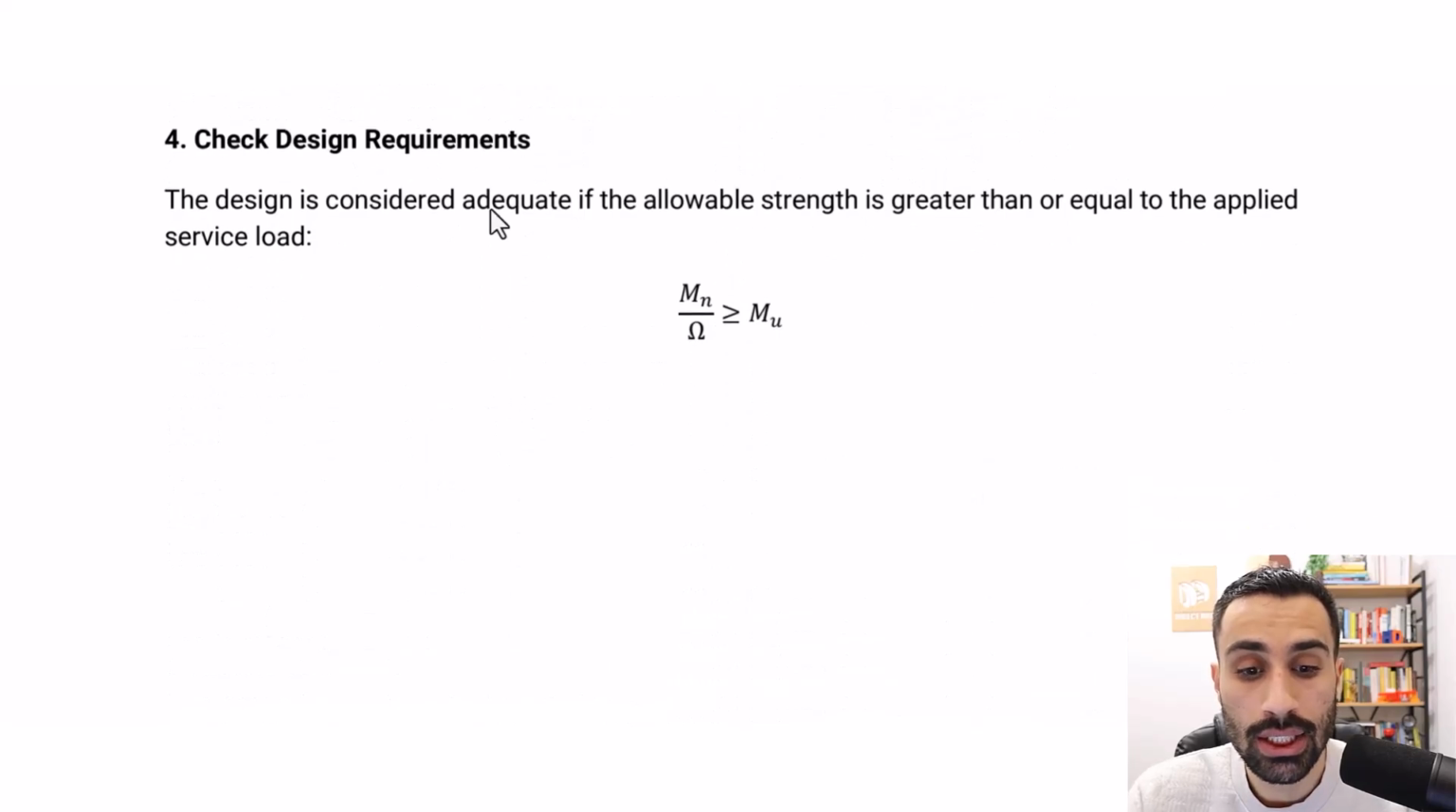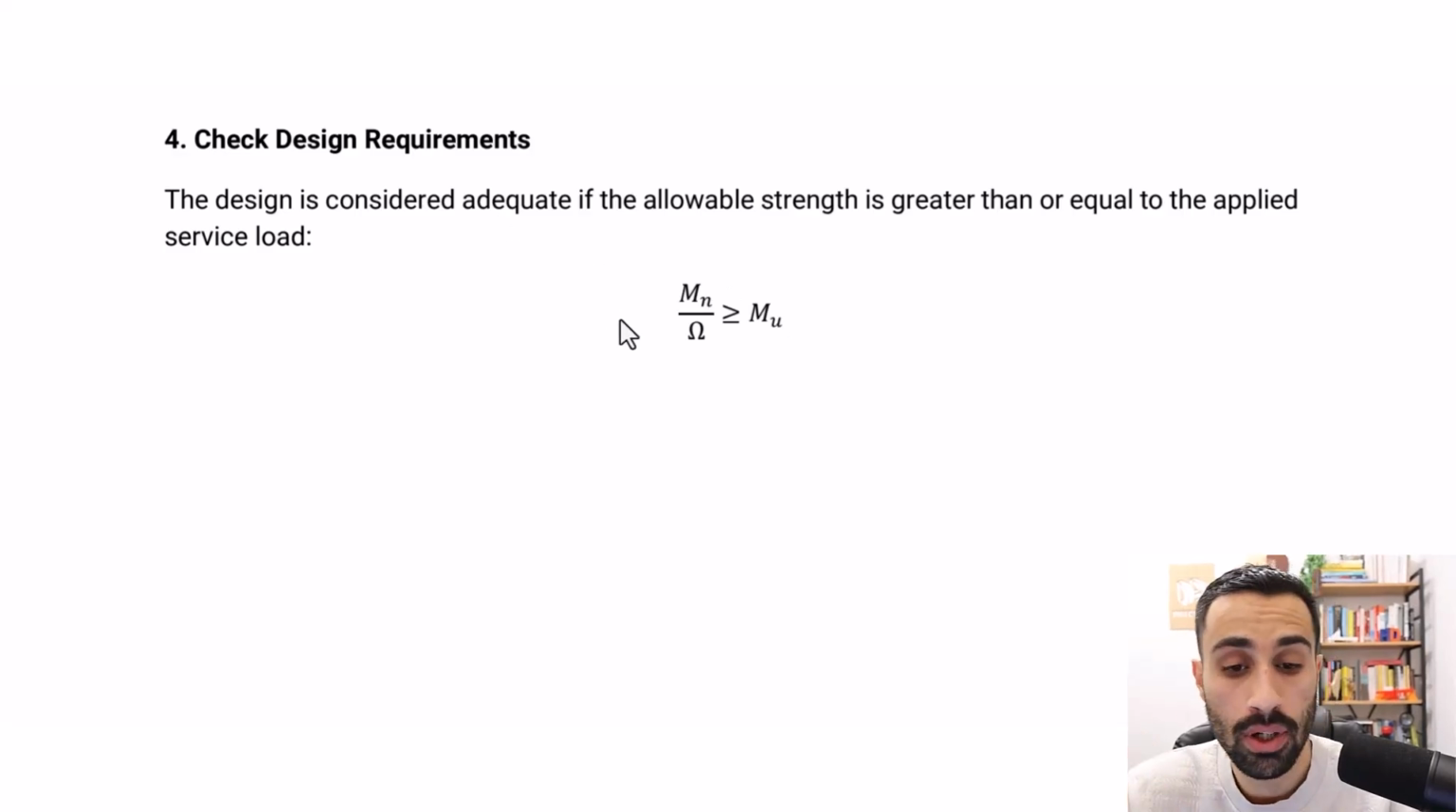And then lastly, check the design requirement, the same design requirement we had up top. The only difference now is we take Mn over omega for ASD, and that must always be greater than or equal to the ultimate strength that we saw above and calculated.